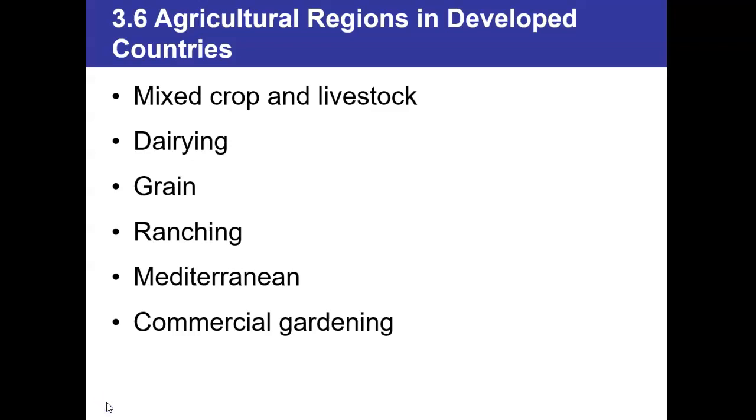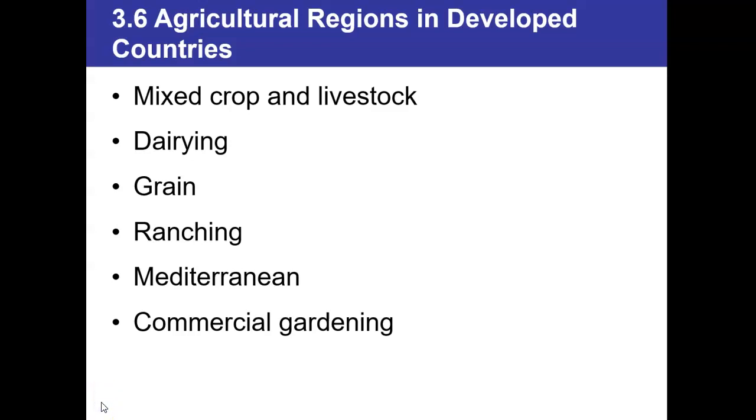Lastly, we have commercial gardening. Commercial gardening and fruit farming is the predominant type of agriculture in the southeastern United States. The region has a long growing season and humid climate, and it's also accessible to the large number of consumers in the northeast United States. This type of agriculture is referred to as truck farming, and that comes from the Middle English word truck, which means barter or exchange of commodities.